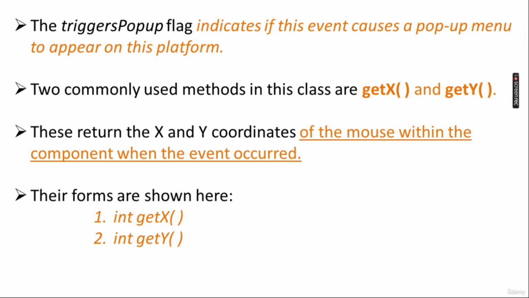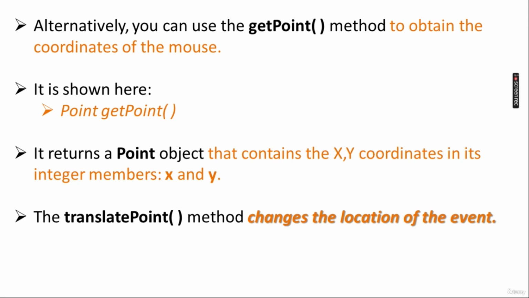Two commonly used methods are getX and getY. Those will return the X and Y coordinates of the mouse within the component when the event occurred. That component can be anything. It can be an image, it can be a button. In that particular component, the X and Y coordinates will be given. Their forms are integer getX and integer getY.